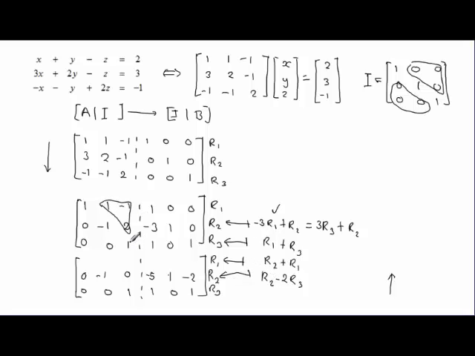Row 2 plus row 1, we get 1. Row 2 plus row 1, we get 0. Row 2 plus row 1, we get 1. Then row 2 plus row 1, we get minus 2. Then row 2 plus row 1, you get 1. Then row 2 plus row 1, we get 0. So okay, I think that was a good operation.